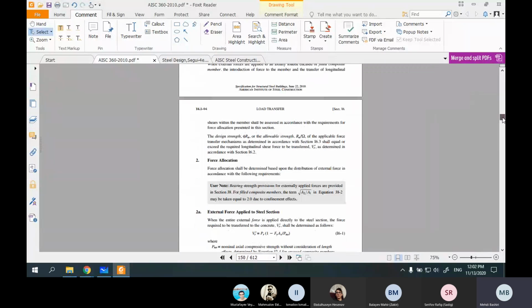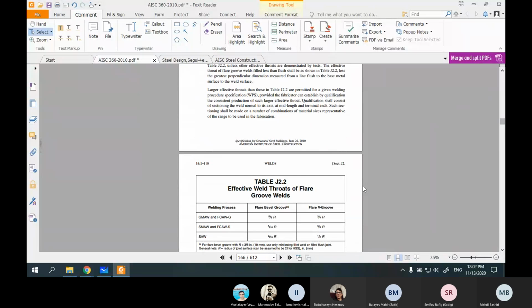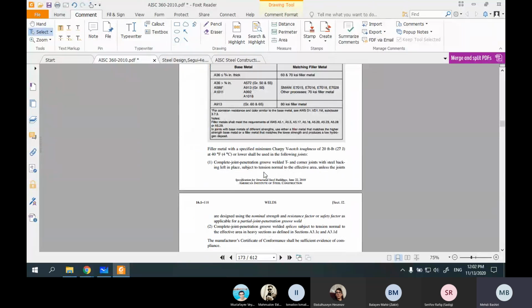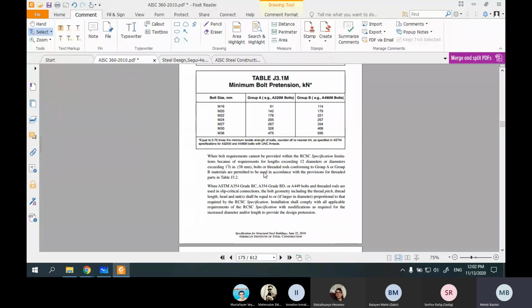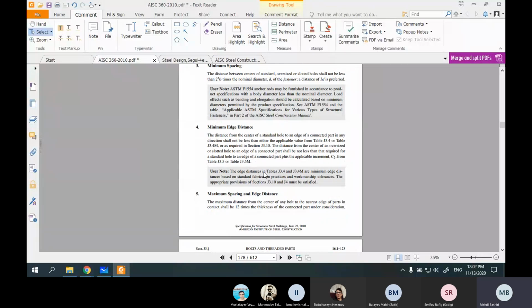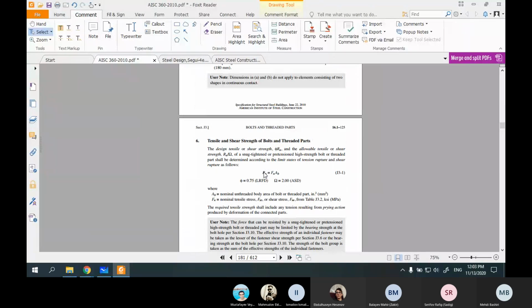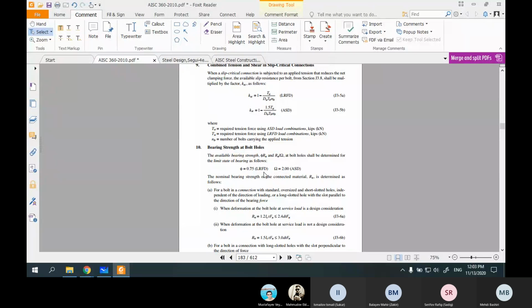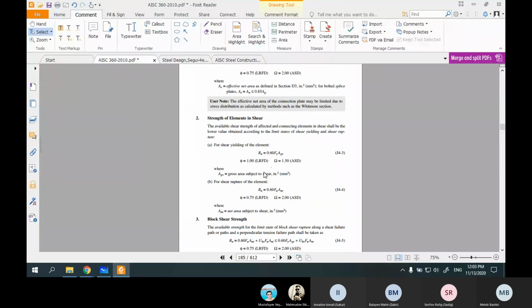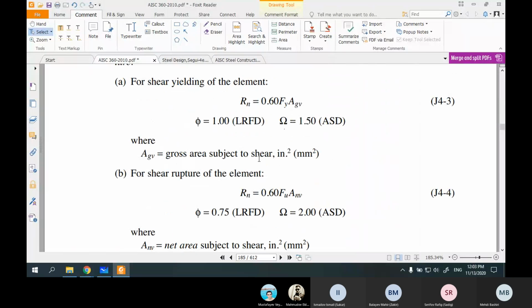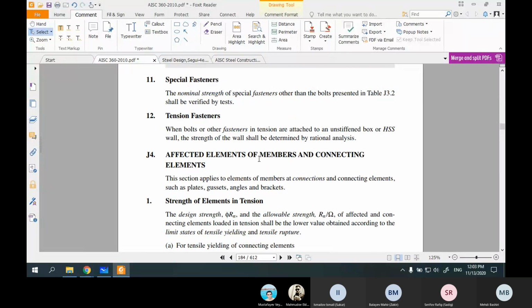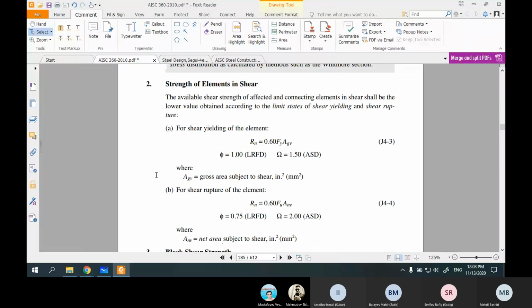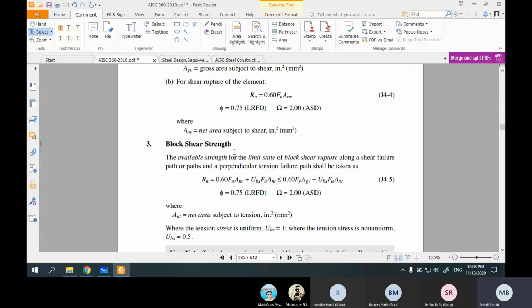If you want to check block shear, you have to go through the table in chapter J. Let's see, there's block shear. There it is. Block shear, J4, part 3.